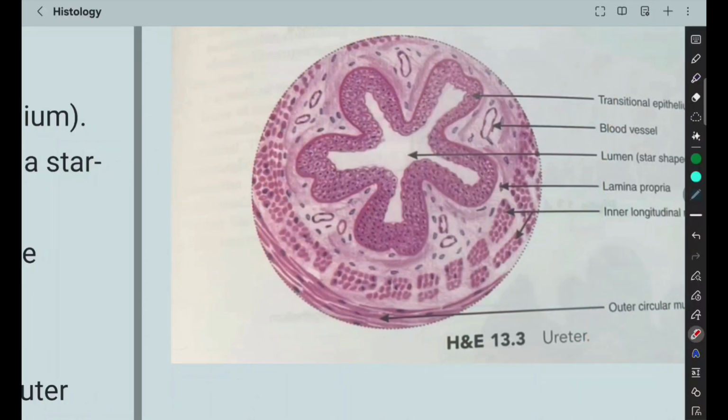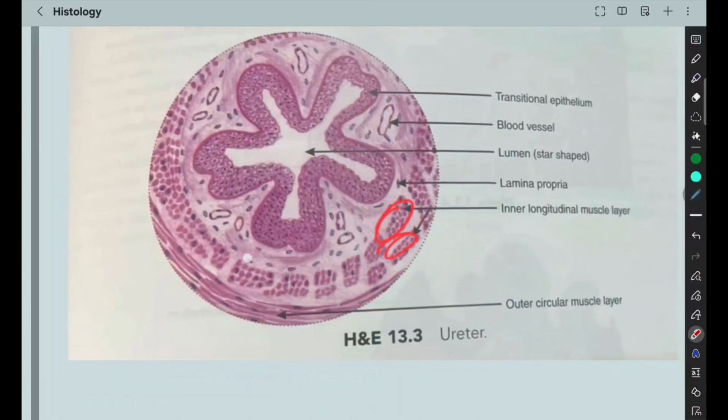Okay, so once we say ureter, we have to remember this star shape. So what do we have in the diagram? There is a star shaped lumen, we have transitional epithelium, we have some blood vessels, we have lamina propria, we have inner longitudinal muscle layer and outer circular muscle layer.